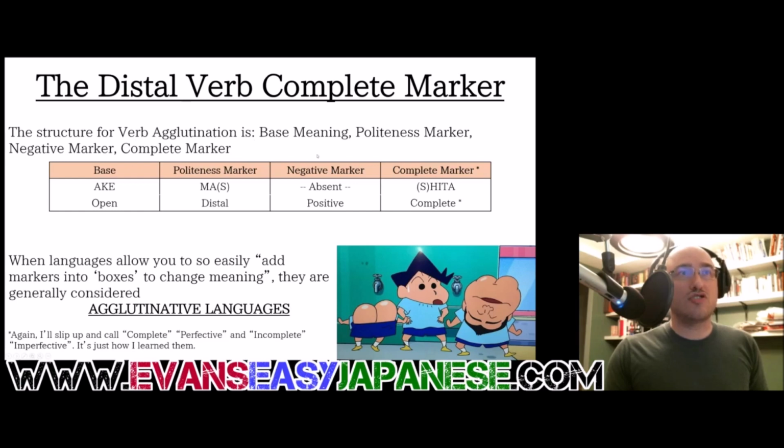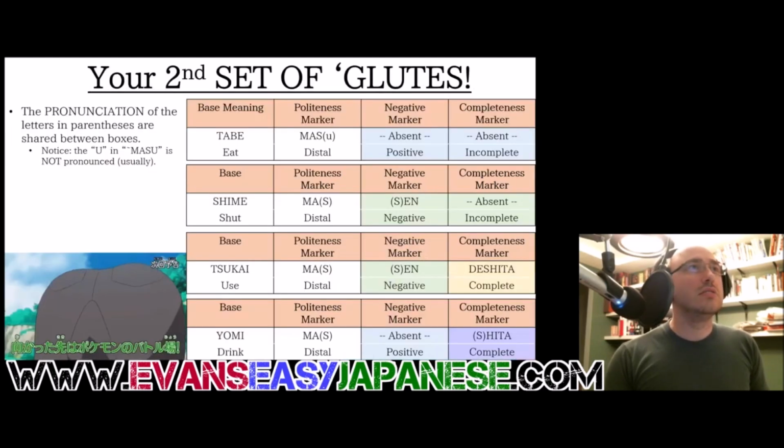So notice how there's this strict order of agglutination, of suffix, I should say. There's a strict order of suffix addition, and that's how we get agglutination. I already explained it to you. That's what an agglutinative language is. Agglutination. I just love saying glutes. Agglutination.